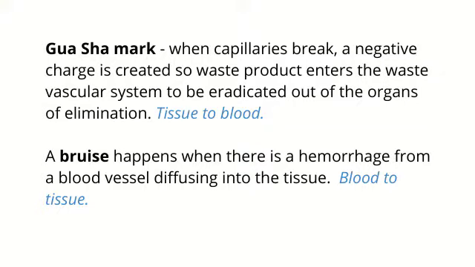You might like to write this down because this is not in the outline. A bruise happens when there's a hemorrhage from the blood vessel diffusing into the tissue. This is the diffusion in the opposite direction. So bruise, blood to tissue; this is tissue to blood. Diffusion is in the opposite direction with creating a broken capillary mark or a gua sha mark. They generally heal within 24 to 72 hours. If it takes longer than that, more than likely the person has difficulty with circulation, could be a diabetic.